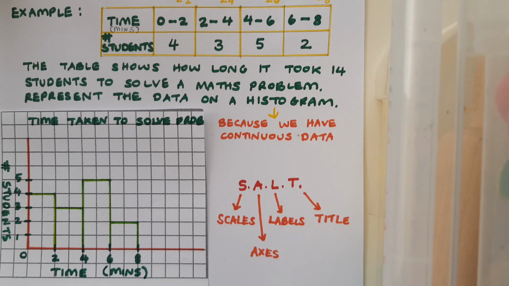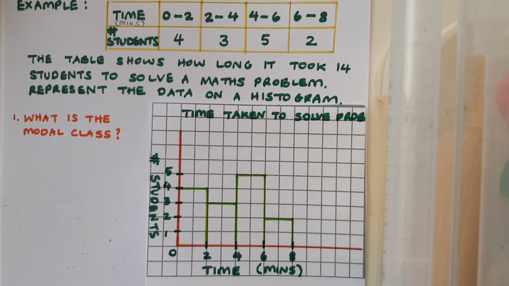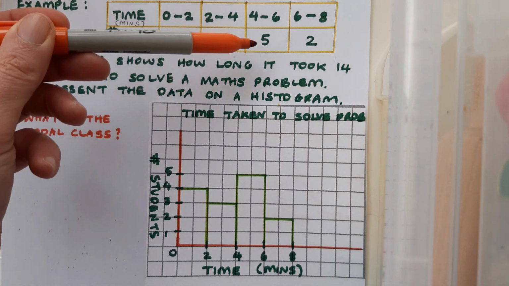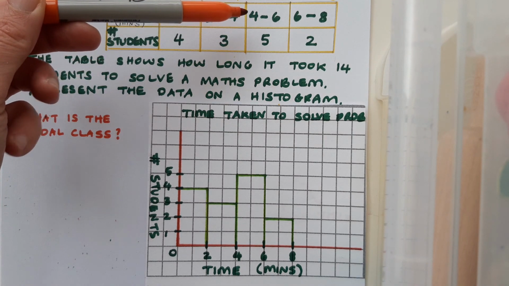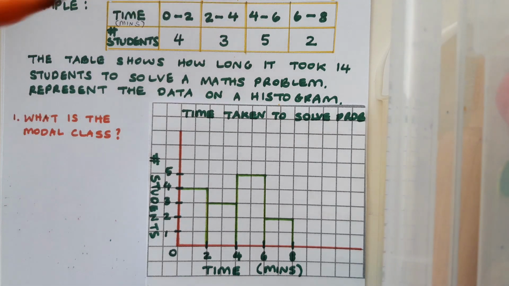I might also be asked some questions about perhaps my table or my graph. I might be asked, what is the modal class? We encountered this back in the video on grouped frequency distribution tables. You can see the solution by looking at the frequency, picking out the highest frequency, and your answer then is the group relating to that. So the modal class is 4 to 6 minutes, and you can also see that the 4 to 6 minute class is the tallest bar in the diagram.